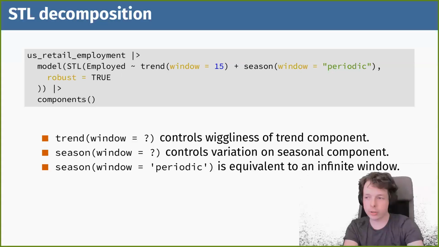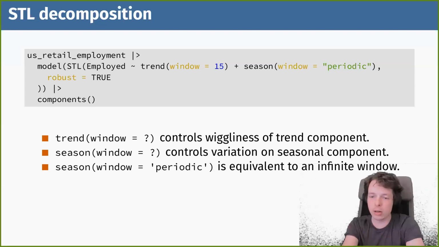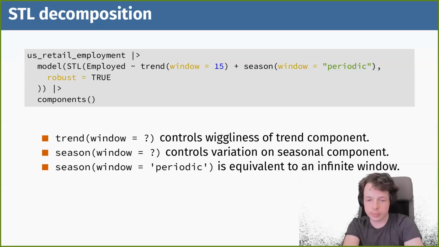So you need to adjust these parameters, the window size, in order to get a good estimate of the decomposition. A trend window that gives a nice smooth trend that matches the ups and downs of the data, and a seasonal component that is smooth enough to not change very quickly. If you've got outliers, you can set robust equals true.